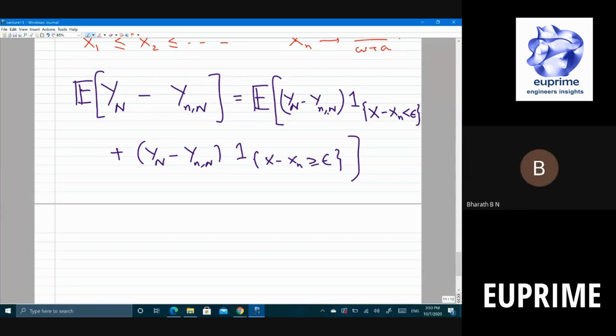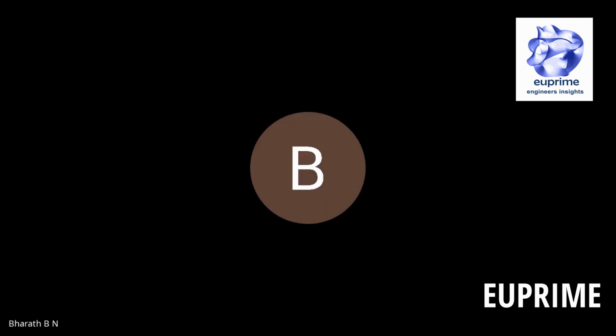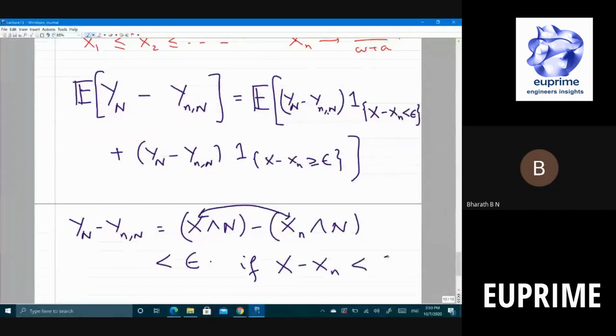If x minus xn is smaller than epsilon, what can you say about yn minus yn comma n? Okay, let's look at what yn minus yn comma n is. So this is the minimum of x and n minus the minimum of xn and n. So it will be 0. Do you agree with this?